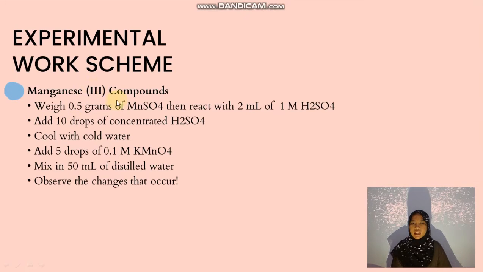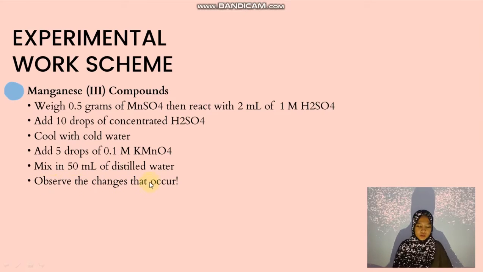Secondly, manganese 3 compounds. Weigh 0.5 grams of MnSO4, then react with 2 ml of 1 M H2SO4. Next, add 10 drops of concentrated H2SO4. Cool with cold water. Add 5 drops of 0.1 M KMnO4. Mix in 50 ml of distilled water, and next observe the changes that occur.